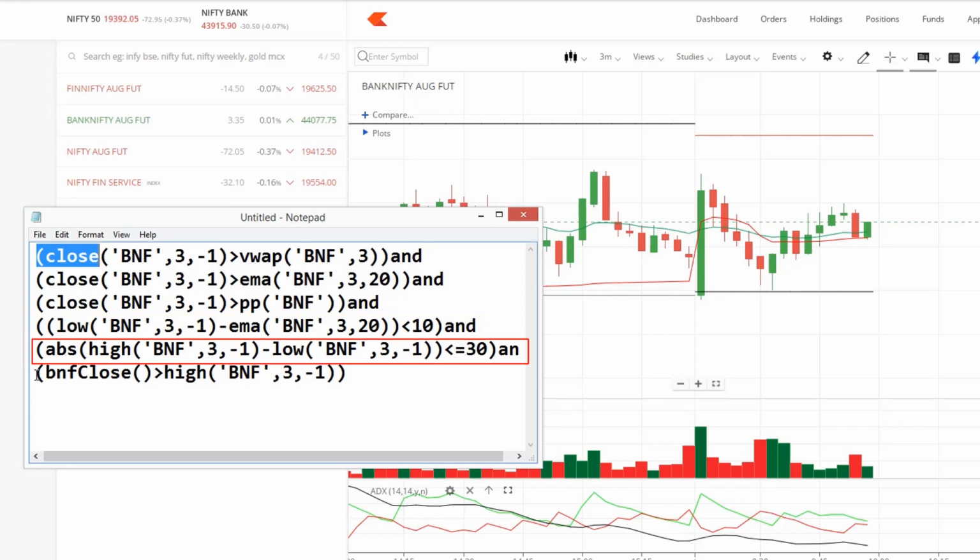Fifth one is the previous candle length should be less than 30. This helps to set a comfortable risk reward ratio. Finally, the current LTP should go above last candle high. This is just to show you how to set up a strategy in this software.